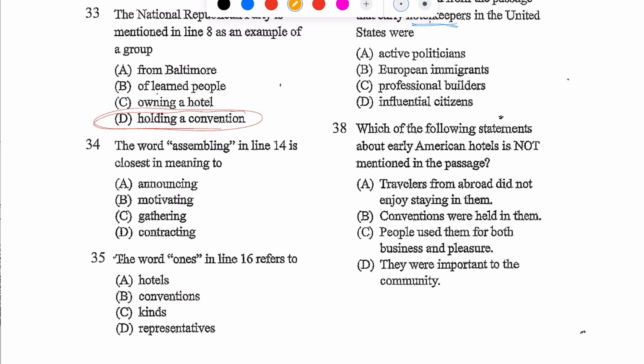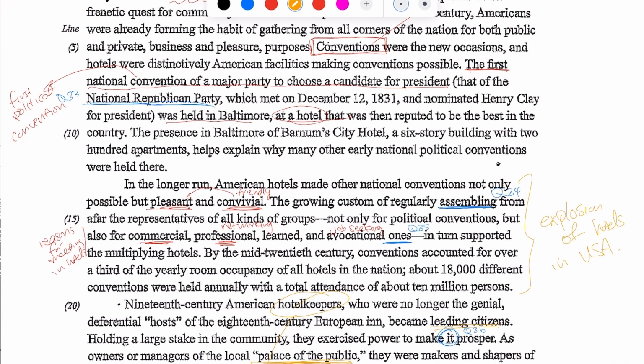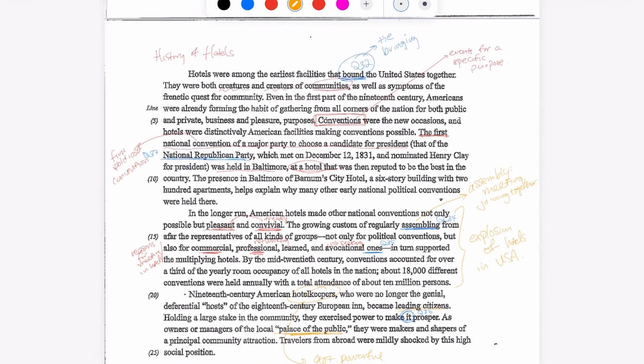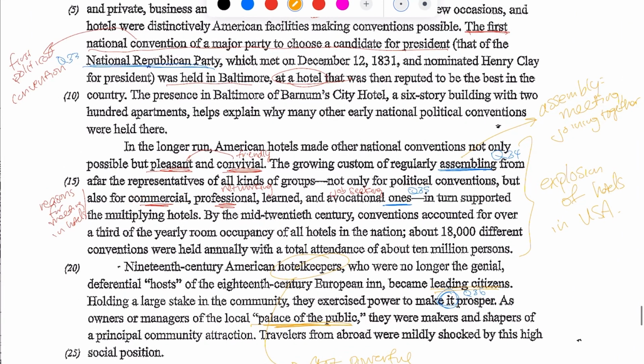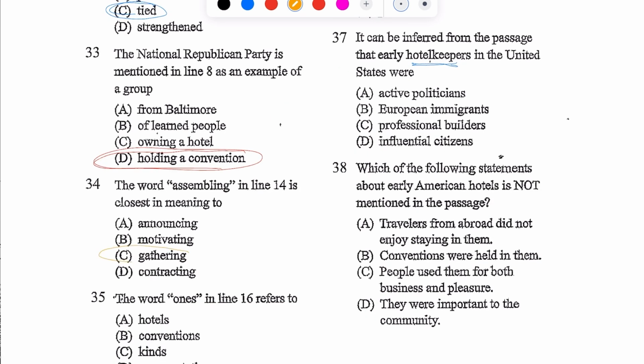Next, for number 34, the word assembling in line 14 is closest in meaning to. Take a look at line 14. That's over here. The growing custom of regularly assembling from afar the representative of all kind of groups, not only for political conventions, but also for commercial, professional, learned, and avocational ones, supported the multiplying of hotels. So assembly means a meeting, or just joining together. So when you have this assembly, all these representatives from a commercial group, a professional group, or from a job fair, they're all meeting together at this hotel. So assembly is like a meeting. So here it's choice C, a gathering.